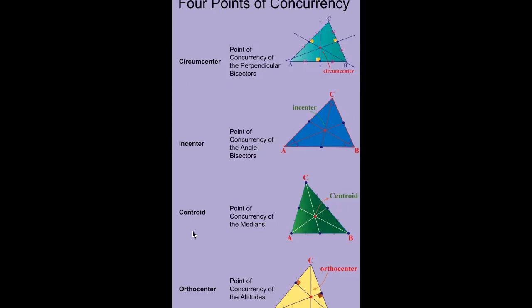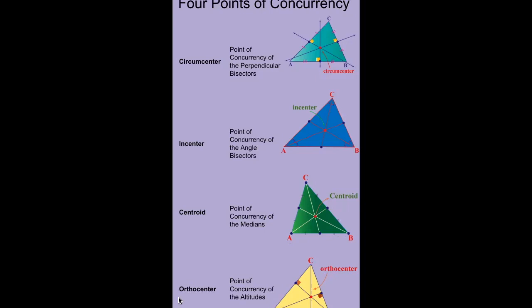The next definition is the centroid. The centroid is the point of concurrency for the medians of a triangle. Again, this is connecting our vertex to the midpoint of the opposite side, and the centroid is the point of concurrency. There is a formula for how to calculate the position of the centroid based on the coordinates of the three vertices. We'll look at that in another video.